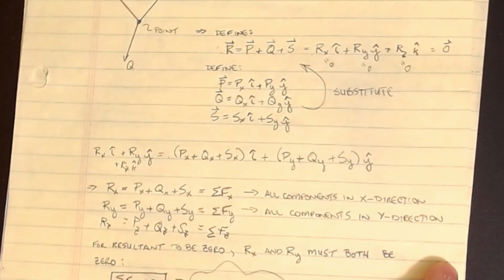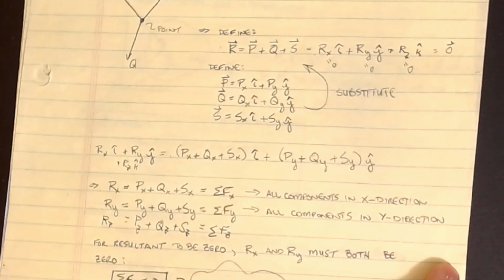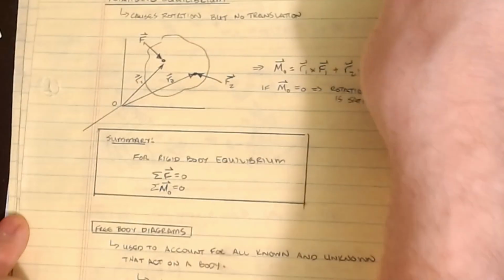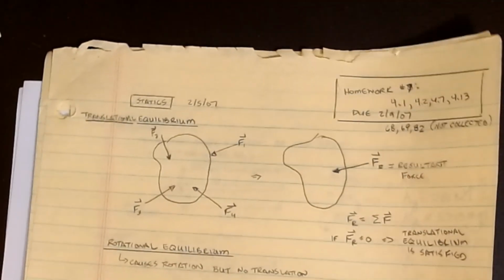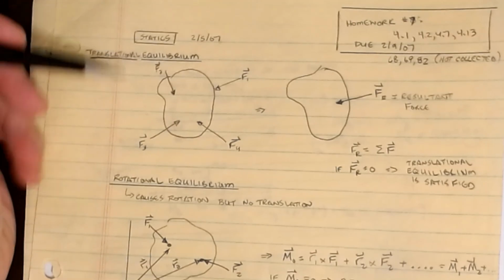Now, some of these problems, especially in 3D, we'll be doing with vectors. A lot of them, especially in 2D, we'll be doing with scalars. I'll show you both ways that we're going to handle those. All right, so let's talk a little bit more about this idea of equilibrium. There are 2 types of equilibrium that exist.